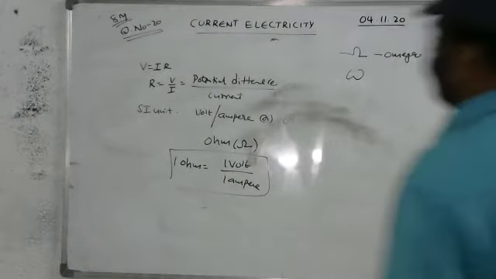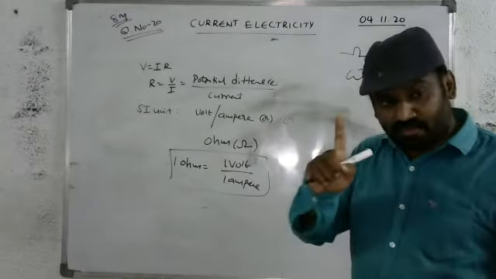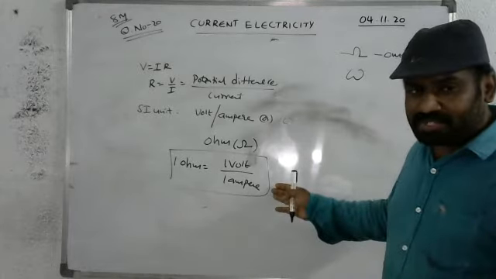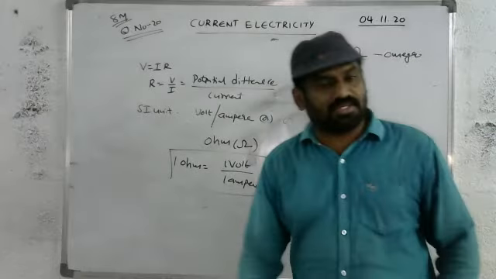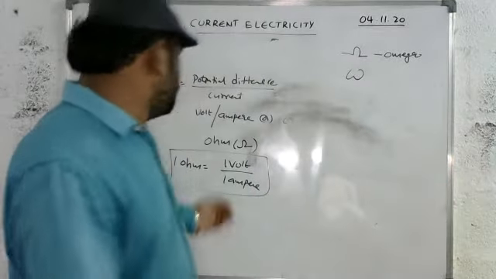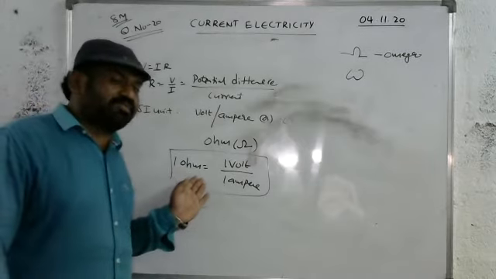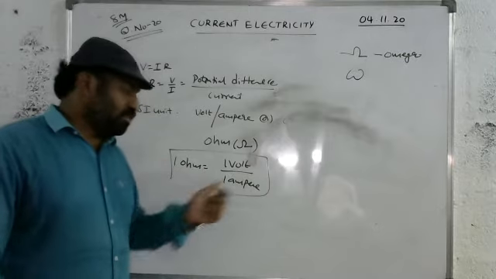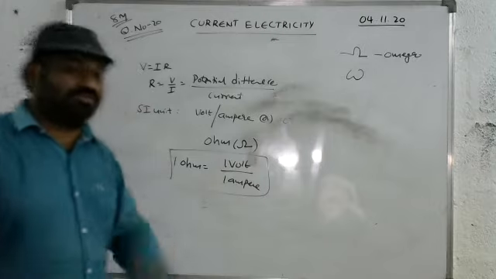How can we define ohm? The resistance of the conductor is said to be 1 ohm if 1 ampere current passes through that conductor when the potential difference is 1 volt. So, this is the definition of the ohm.